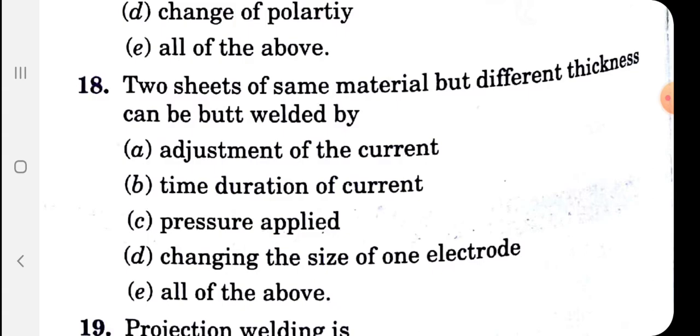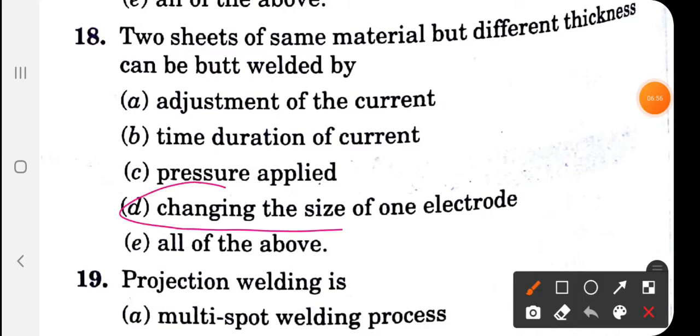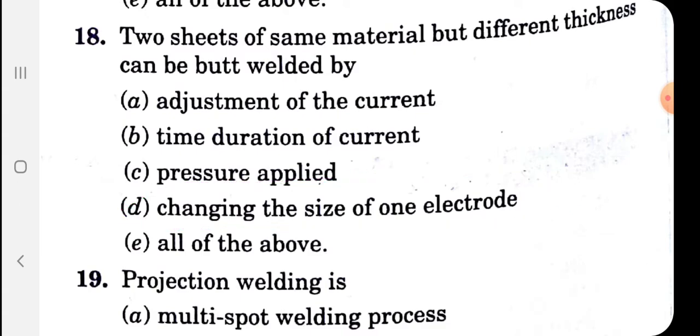Next, two sheets of the same material but different thickness can be butt welded by. That is D, changing the size of the one electrode. Okay, two sheets of same material but different thickness can be butt welded by changing the size of the one electrode. So by changing one electrode size, we can do.